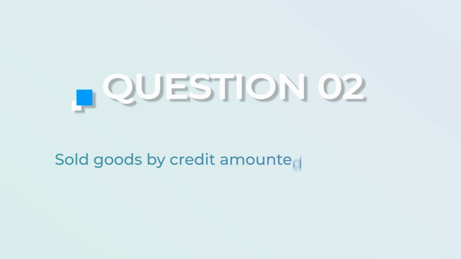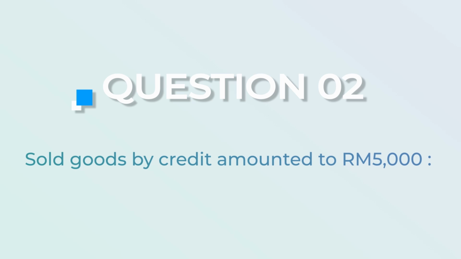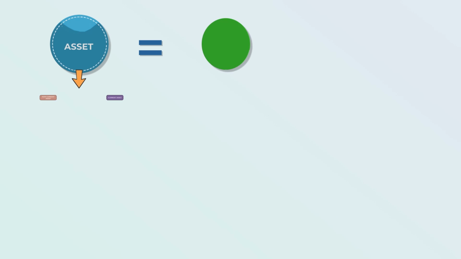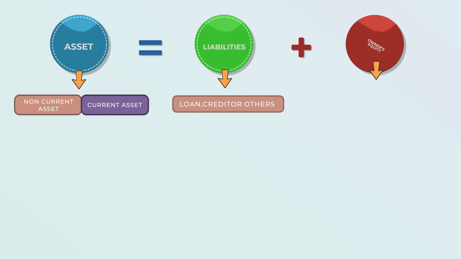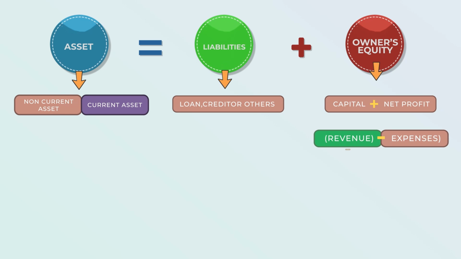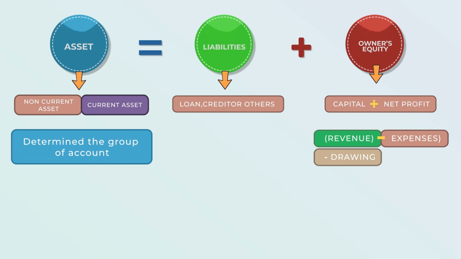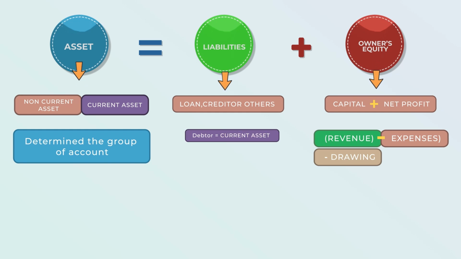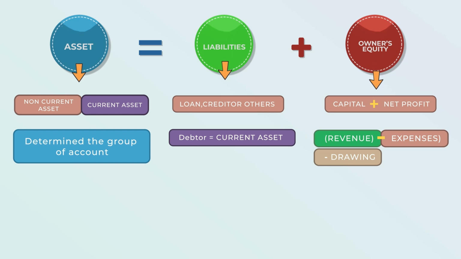Question number 2. Sold goods by credit amounted to RM5000. So we use 3 steps. The first one, determine the group of accounts. For this transaction, sold goods means revenue. The group of accounts is revenue. By credit means debtor. So we have that under asset.